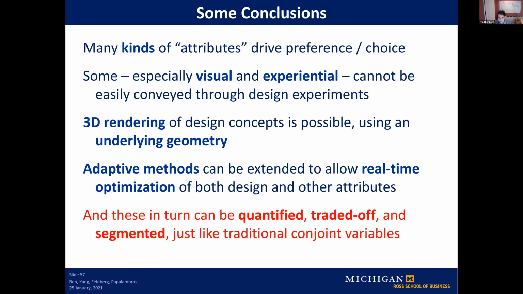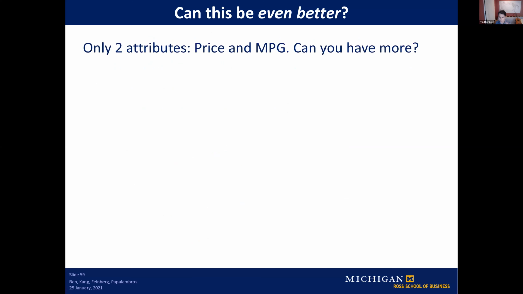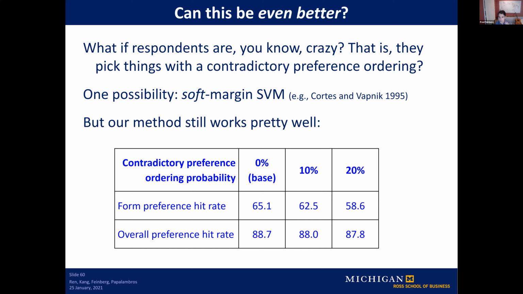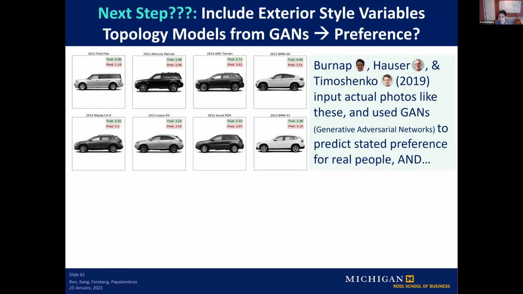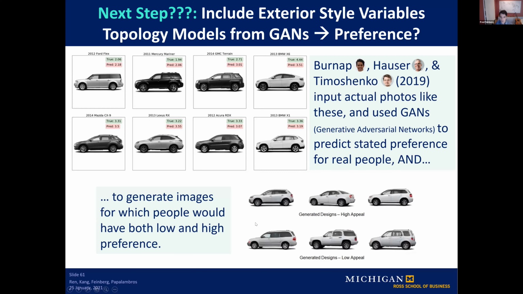But before leaving and opening up for questions, there's all of these post-hoc things that I knew I wouldn't have time for. People might think, what's next? And I already know what's next. Bernab, Hauser, and Timoshenko used GANs. And I'd love to be able to do this. I don't know if we can do it in real time, and I hope they will enlighten us about that. They input pictures of cars, and they generated images for which people would have high appeal and low appeal. That's kind of what we want to do. We just did it with a geometric model, and they did it with pictures.